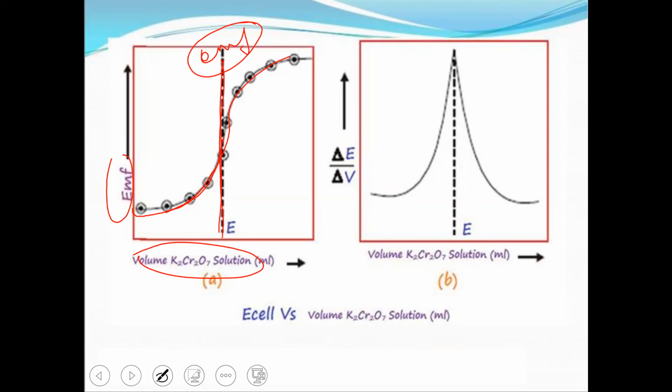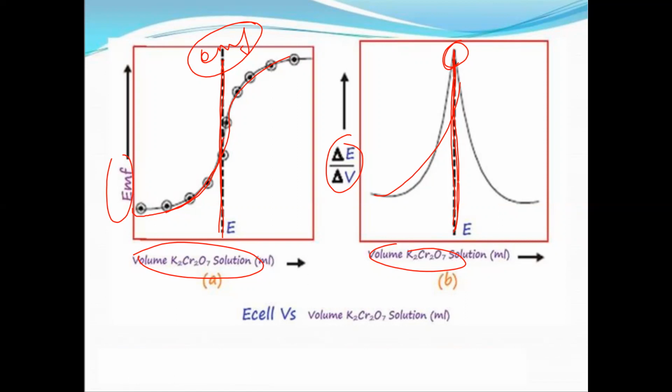If you want a sharp endpoint, then you can draw a graph between delta E by delta V versus the volume of potassium dichromate. Then you get a sharp endpoint like this. This is the peak, and it indicates the endpoint of these two solutions.